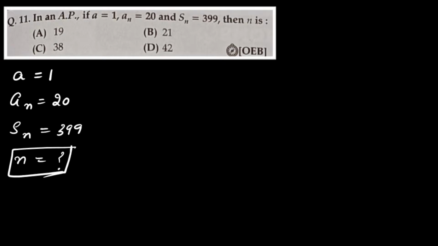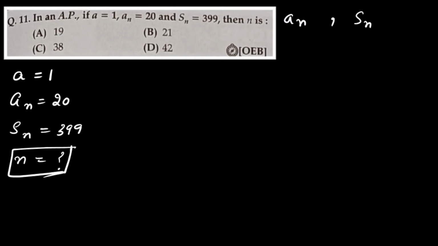Question number 11. So what is given to us? Let's write all the values. A is equal to 1, An is equal to 20, and Sn is also given to us as 399. We have to find the value of n. So which formula do you want me to use here? We know An and Sn, and we have to find n. With which formula should we start this question? We know the formula of An as well as the formula of Sn.